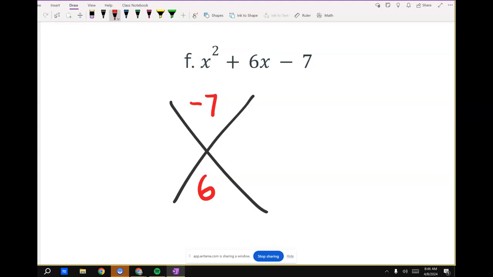This is a positive number, so when I add them together, it has to stay positive. So my larger number has to be the positive number. My smaller number has to be the negative number. 7 times negative 1 is negative 7. 7 plus negative 1 is positive 6. 7 minus 1 is 6. All right.